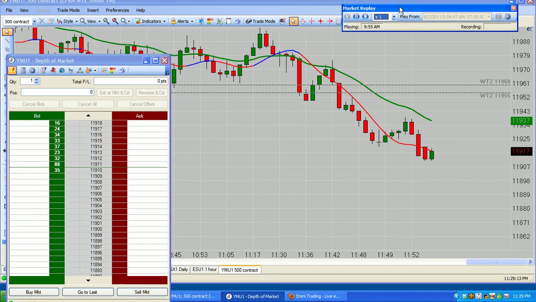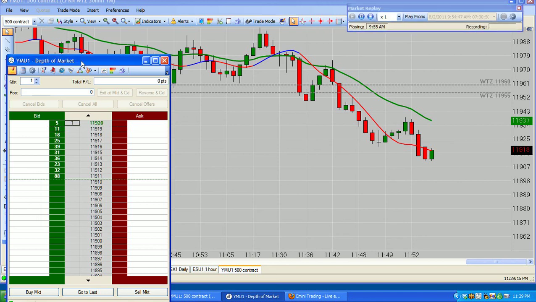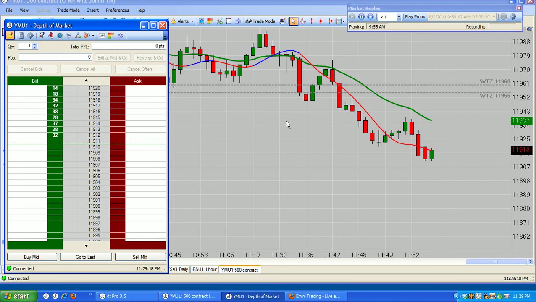Now the market replay, it's going to replay the market exactly as it unfolded. So you come home from your day job, whatever the case may be, and you want to sit down and you want to practice your trades, practice your setups. This is a tremendous tool.